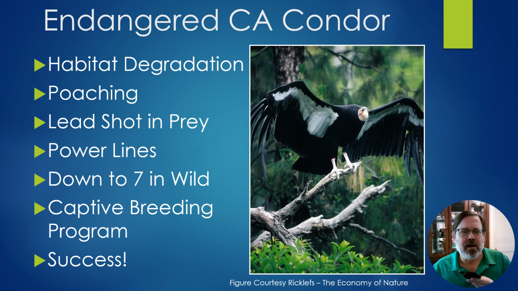The California condor is also considered endangered. They were down to 7 individuals in the wild because of habitat degradation, poaching, lead shot, as I mentioned, and their wings are big enough that they can touch 2 power lines at the same time, electrocuting the bird. As a result of the captive breeding program, their numbers are back in the several hundreds, and over 100 have been introduced in the United States in the wild.